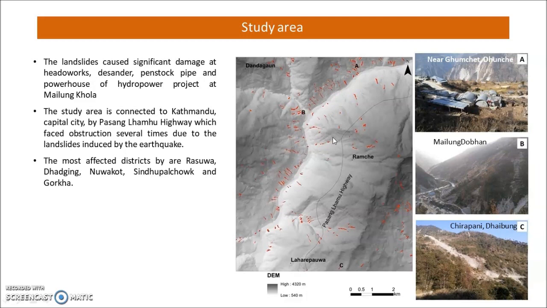The study area is connected to the capital city Kathmandu by this highway, so it might also bring risk to human lives if these events are not controlled. Also we have significant damage to the earthworks, the penstock pipe, and the powerhouse of the hydropower project in that area, so we understand that landslides are a really disastrous natural hazard in the study area and need to be focused on.